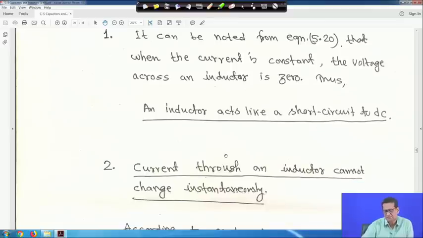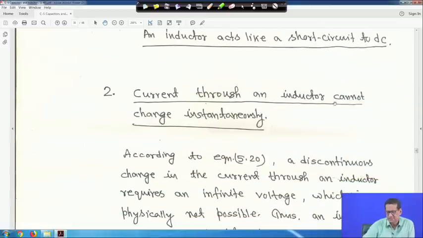So, it can be noted from equation 20 that when the current is constant, because V is equal to L into di by dt, if I is constant, then di by dt is equal to 0. Therefore, the voltage across an inductor is 0, thus an inductor acts like a short circuit to DC. So, when we solve numerical steady state conditions, we have to assume that an inductor acts like a short circuit to DC. Second one is the current through an inductor cannot change instantaneously.